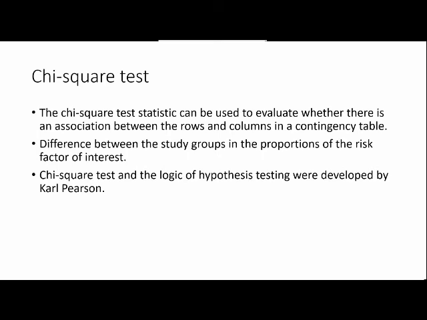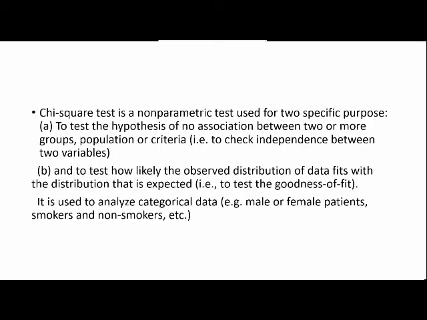It was developed by Karl Pearson. It's a non-parametric test used for two specific purposes: to test the hypothesis of no association between two or more groups, populations or criteria, that is, to check the independence between the two variables, and to test how likely the observed distribution of the data fits with the distribution that is expected. So it is used to analyze categorical data like male or female patients, smokers and non-smokers, etc.